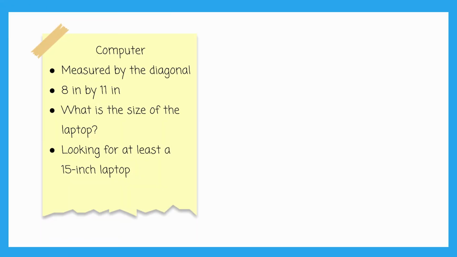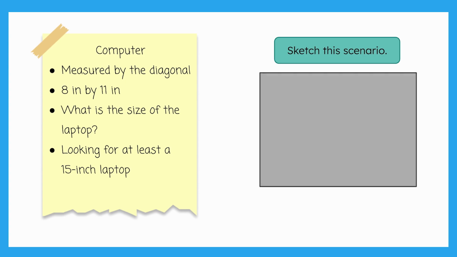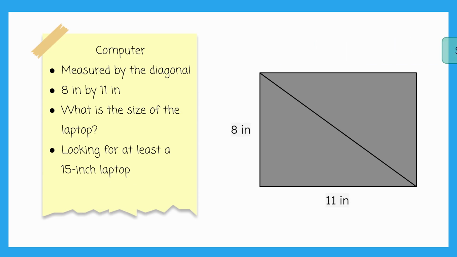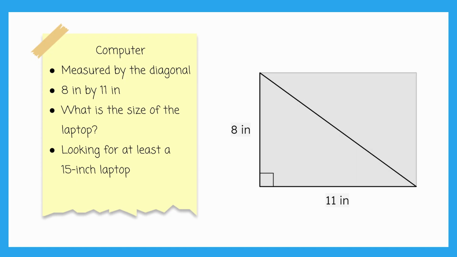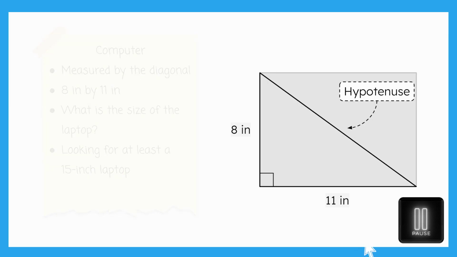A quick sketch of this situation might be helpful. How about you try sketching this scenario yourself? I'll sketch a rectangle to represent the laptop and label the length and width as 8 and 11 inches. If I sketch the diagonal of this rectangle, I see a familiar shape, a right triangle. The diagonal of the rectangle is actually the hypotenuse of this right triangle. Pause now to set up and solve an equation to find the length of the hypotenuse.